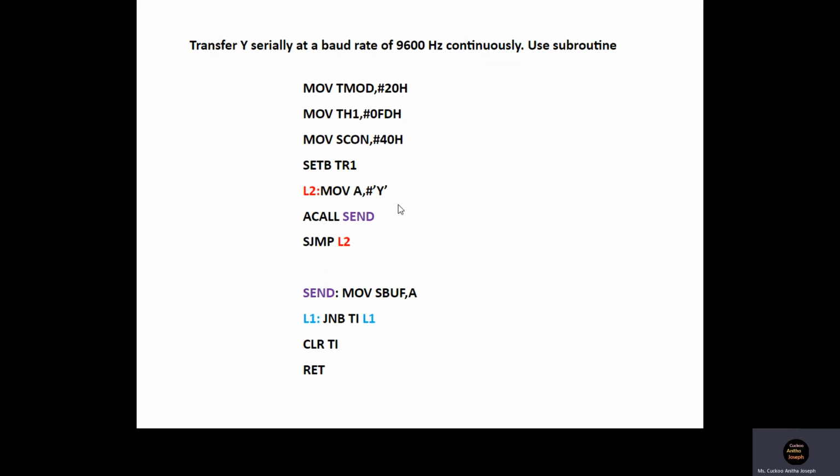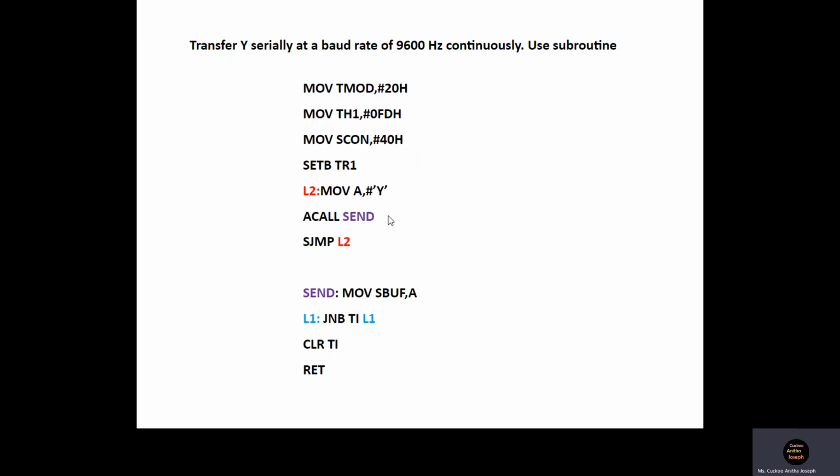So, you have to copy Y into the accumulator. The instruction for that is MOV A, #'Y' within single quotes. This instruction will copy the ASCII code of capital Y as an immediate value into the accumulator. So after this instruction, the accumulator will contain the ASCII code of capital Y. Now you can call the subroutine that will transfer the contents of the accumulator through the TXD pin, and the name of that subroutine is SEND. So ACALL SEND will call the subroutine that transfers the content of the accumulator serially.